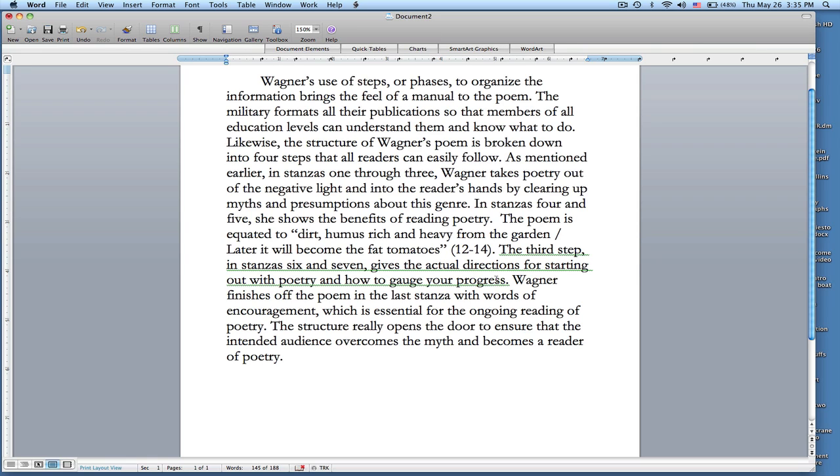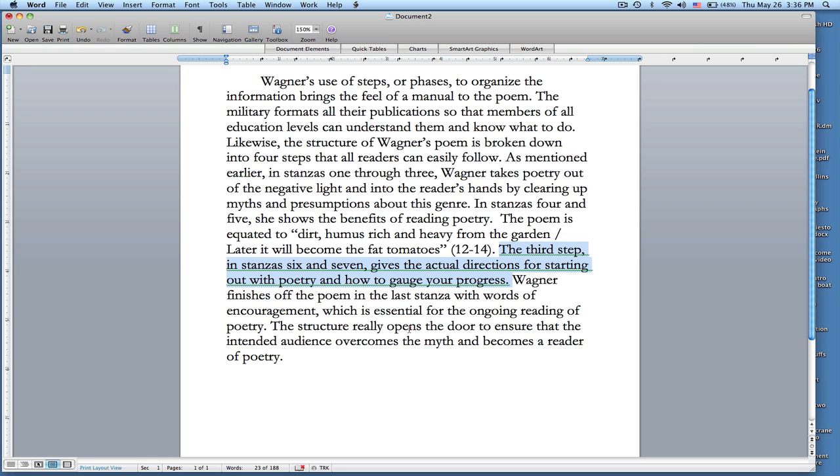So what I would do here to develop this point, since this person is talking about the steps, I would actually give a specific example in here of what this step is. Then he moves into the final step. Wagner finishes off the poem in the last stanza with words of encouragement, which is essential for the ongoing reading of poetry.